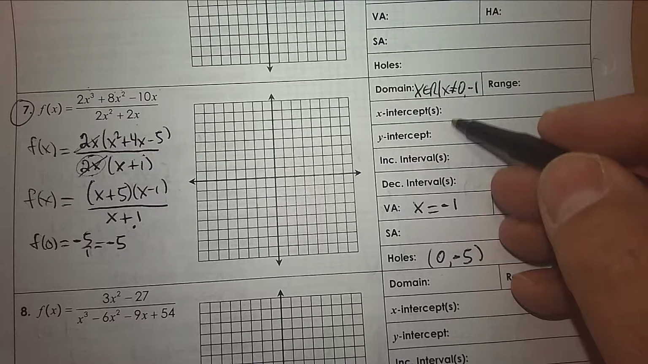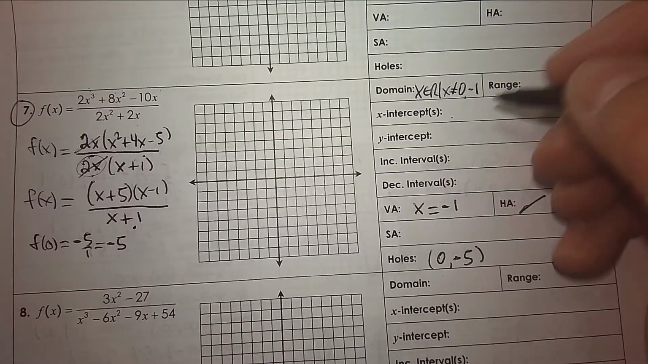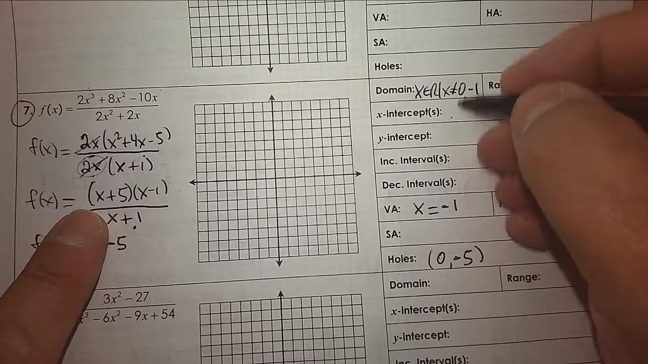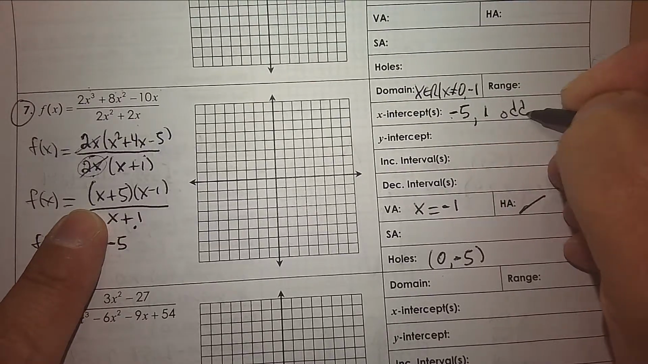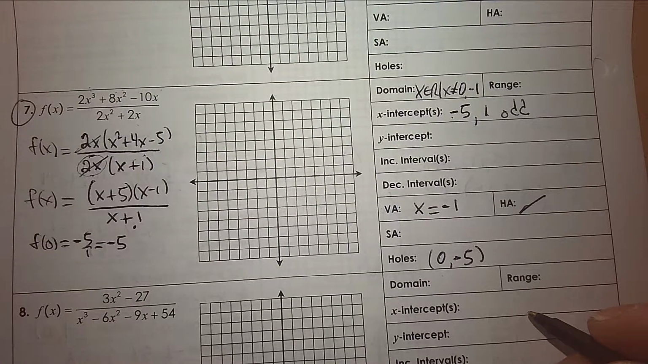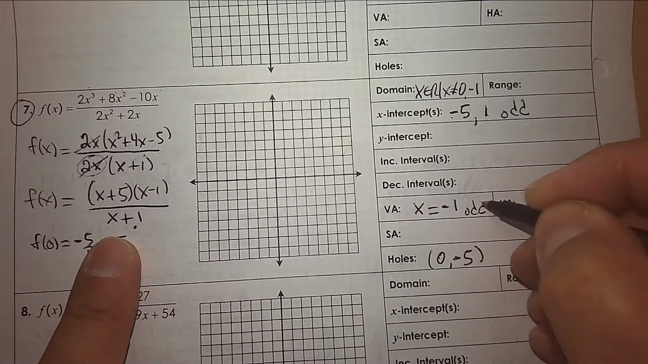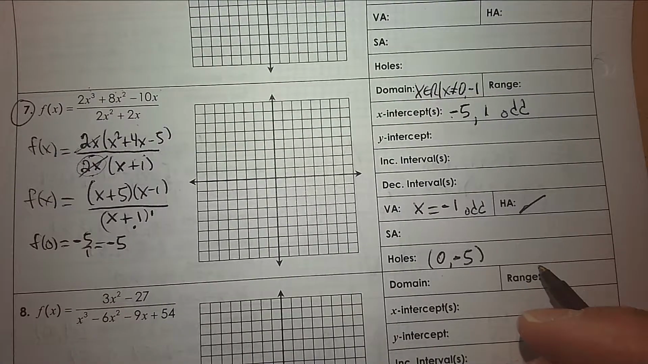Where do I find the x-intercepts? Where do I go? The numerator, so one is -5 and the other is +1, and they both are odd. Is the vertical asymptote odd or even? Because the exponent tells you the behavior at the vertical asymptote.